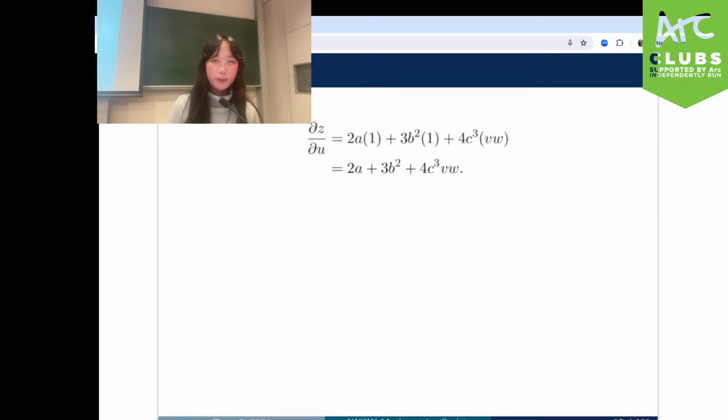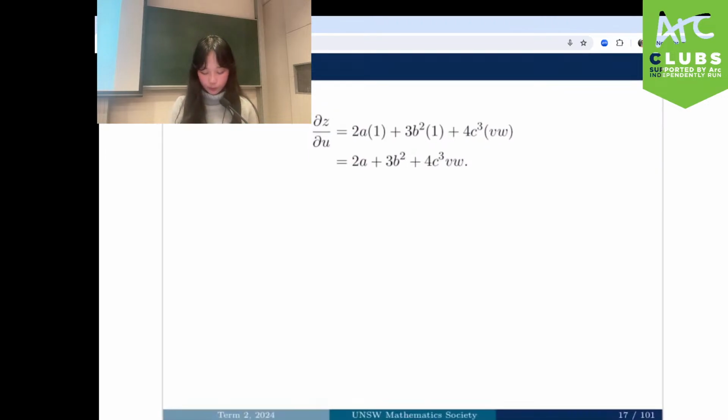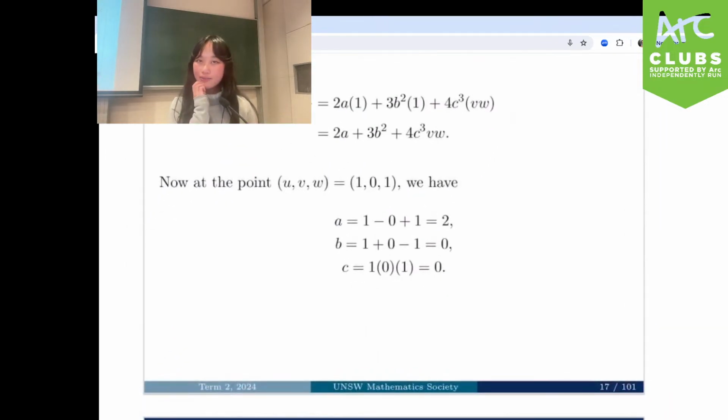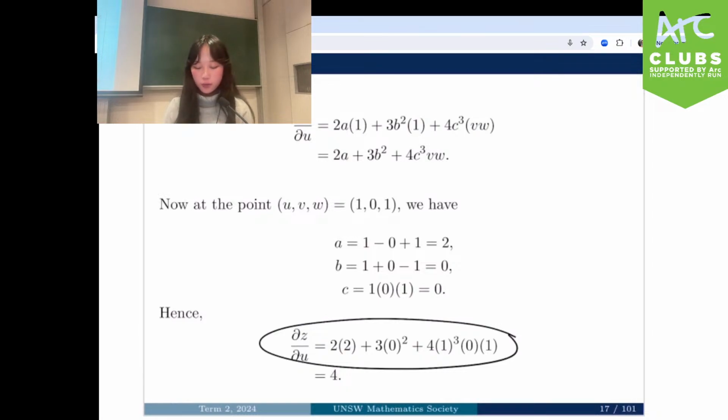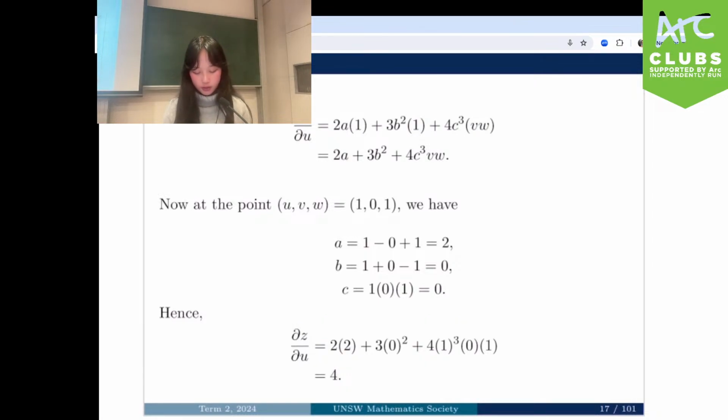Again, we want a numerical value, so what do we do? We sub in our values of u, v, and w for a, b, and c. Again, and we gain this. A is 2, b is 0, c is 0. And finally, when we add all of that together, using the chain rule, our final value will be 4.